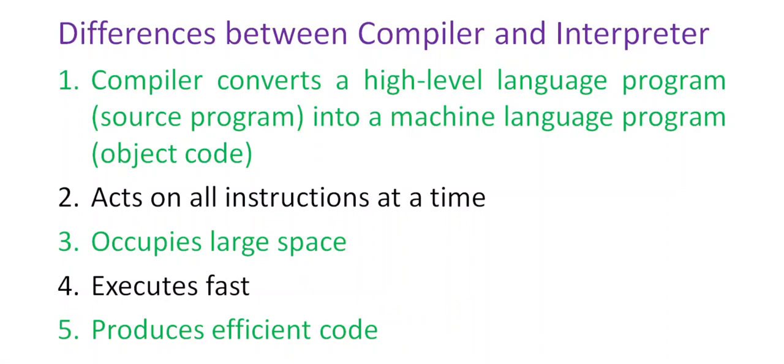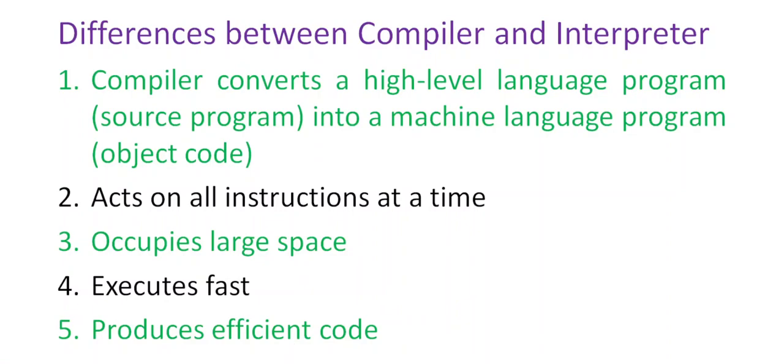And a compiler occupies more space, but the code that is produced by the compiler, that means the machine code that it produces, executes fast. So you can say in other terms, a compiler produces efficient code.